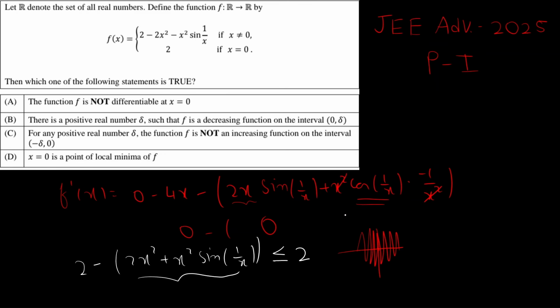Now let us see option C. For any positive real number delta, the function is not an increasing function on the interval minus delta to 0. Yes, this statement is true. We can't comment on whether the function is an increasing function or decreasing function. This option says it's definitely not an increasing function. It is absolutely true because, as I said, cos 1 by x is rapidly oscillating between the values minus 1 and 1. So the only statement that is true in this case is option C.